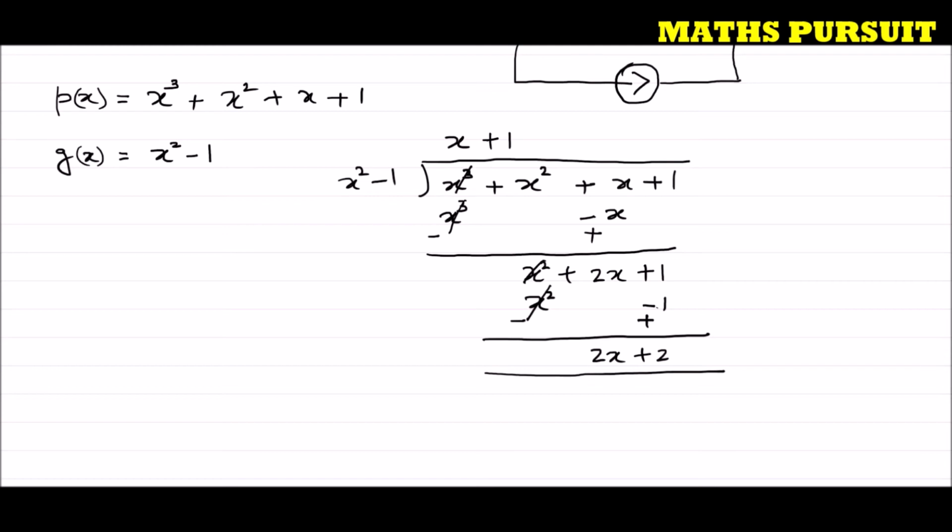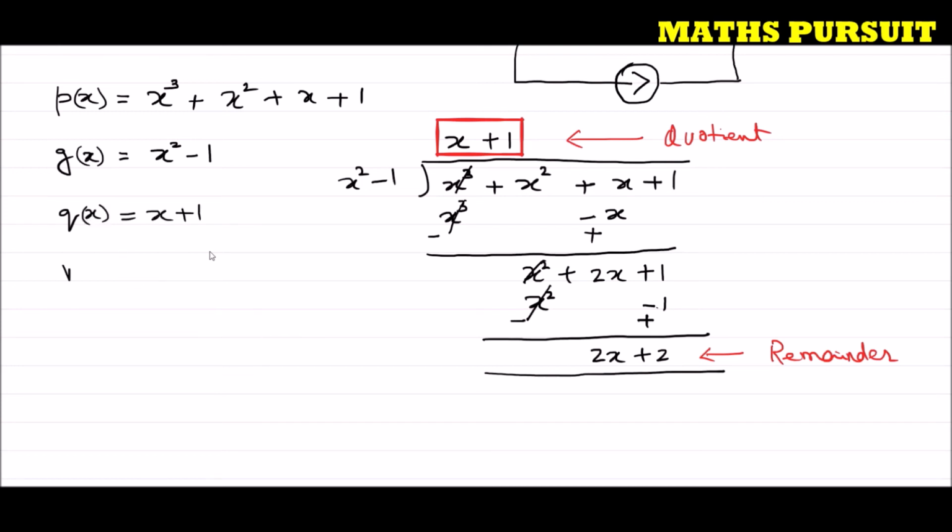Now this is what we got. We got the quotient as x plus 1. This is our quotient, and we got the remainder as 2x plus 2. This is our remainder that we got. Now let us note down this remainder and the quotient here and see what we are going to do next. Now I can write Qx is equal to x plus 1, and I can write Rx is equal to 2x plus 2.